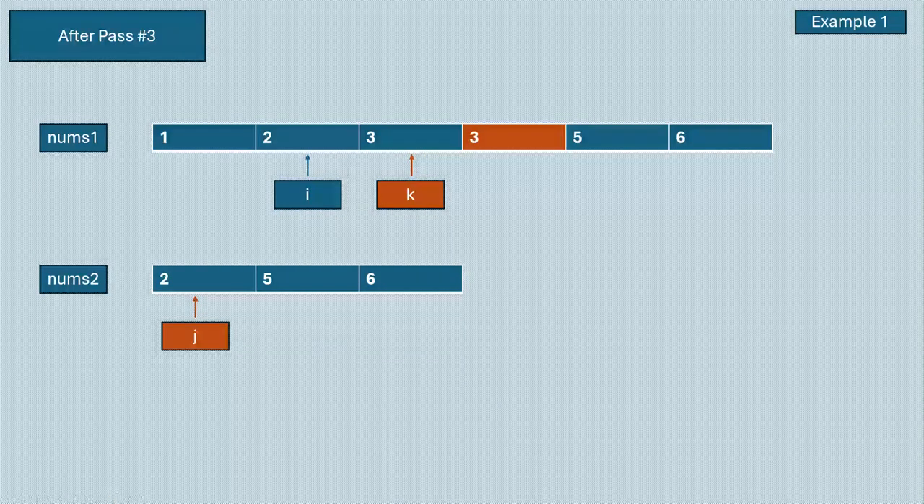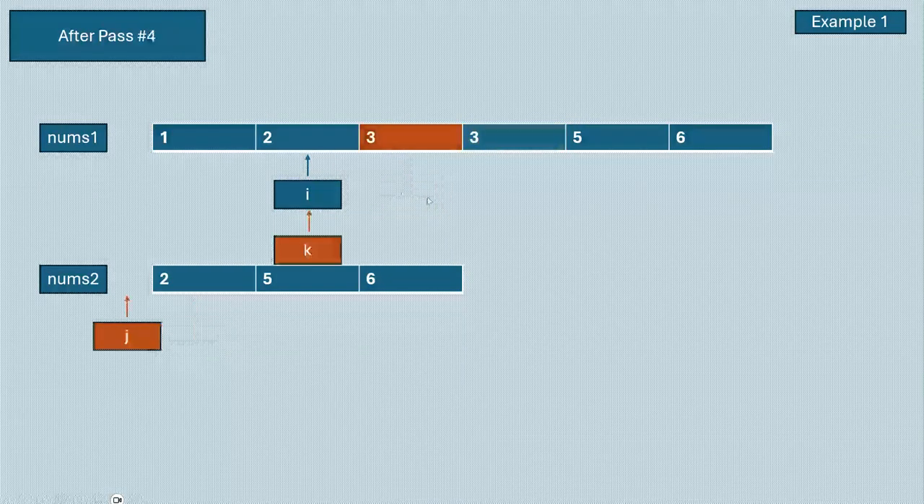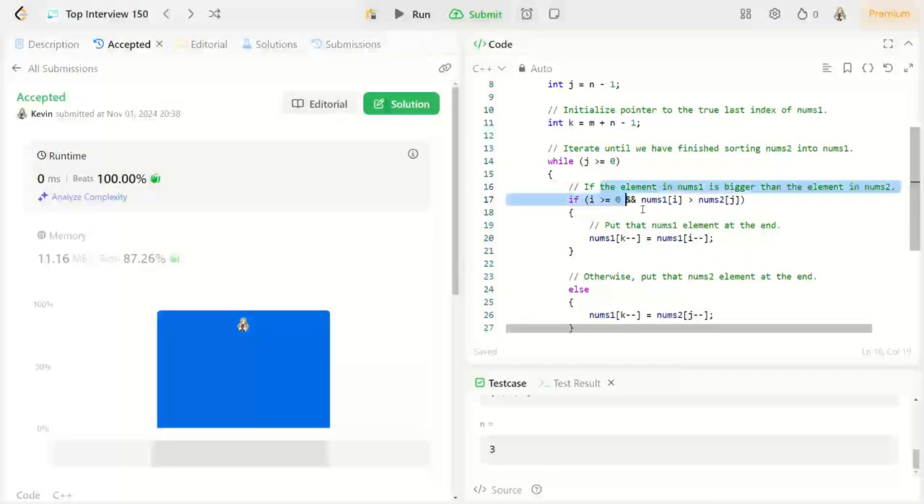So now let's compare i with j, so both of them are 2, right? So in that case, we'll just put 2 right here for k, and then we'll call it done right there because j is now out of bounds, right? And so that kind of lines up with the code that I've shown you here.